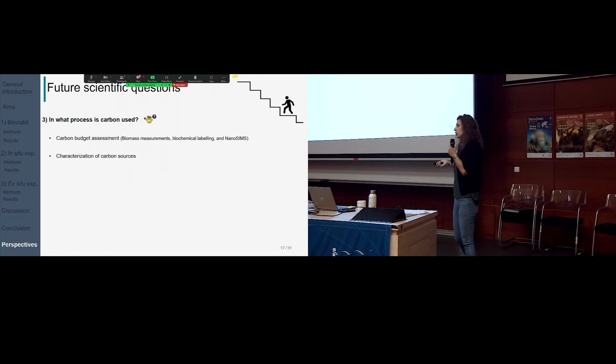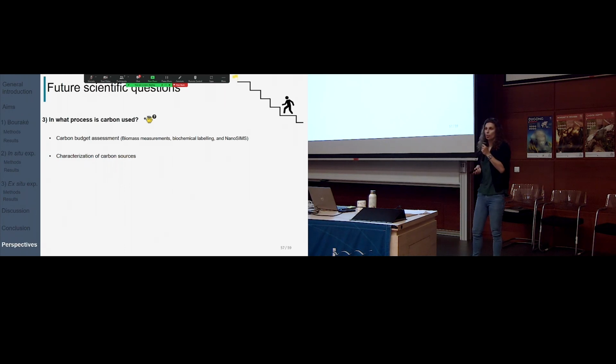In addition, I also would like to characterize the carbon source in Boracay, because Boracay is a really particular site, and so the differences in the carbon source could also lead to a difference in the carbon pathway in the sponge.